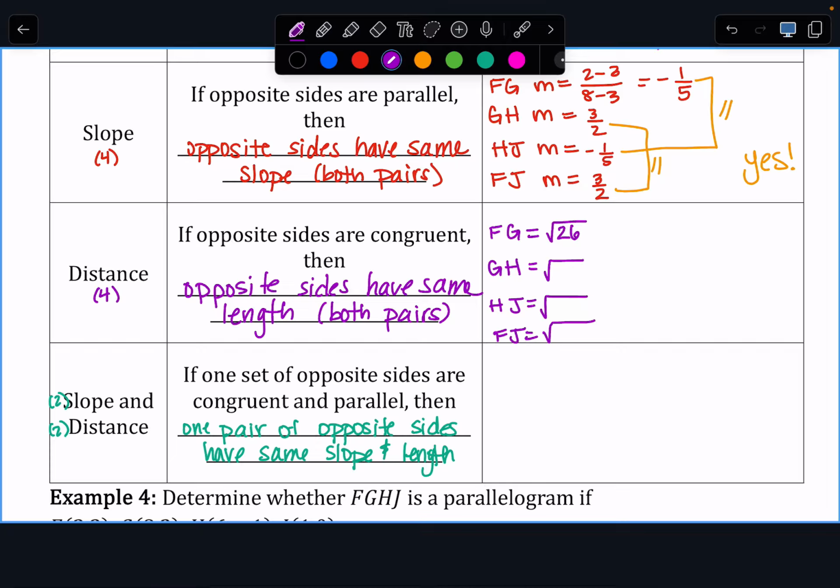All right, FG, we got the square root of 26. GH, square root of 13. HJ, 26? Yeah. And FJ, square root of? 13. Oh, look at this, guys. These two are congruent, and these two are congruent. So, yes, we have a parallelogram.